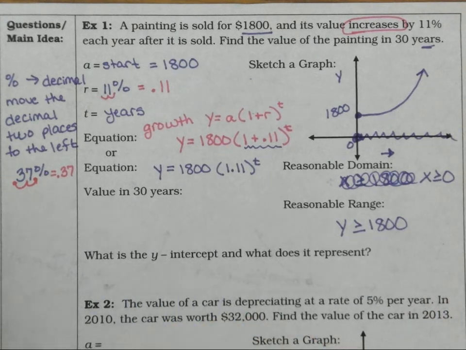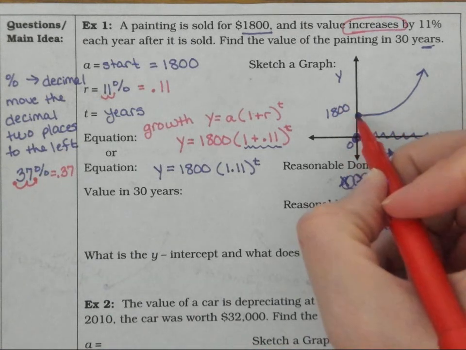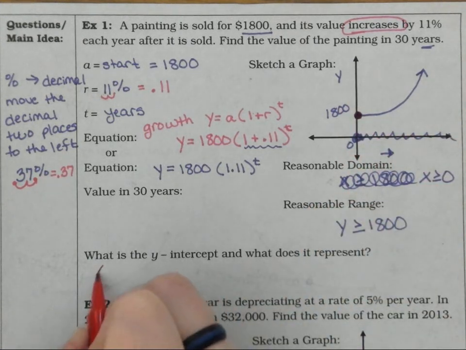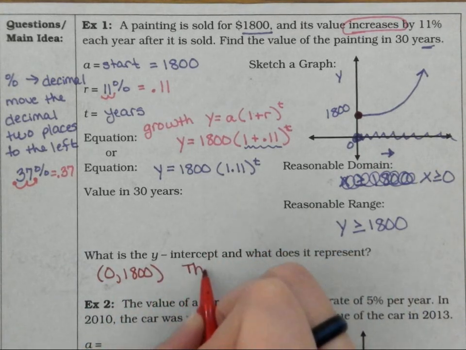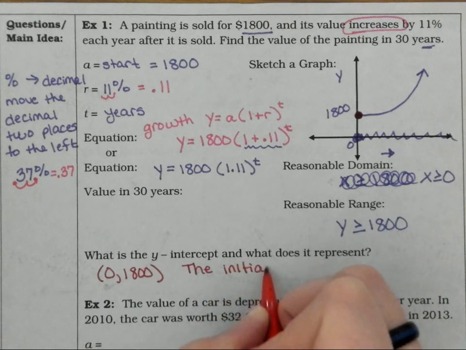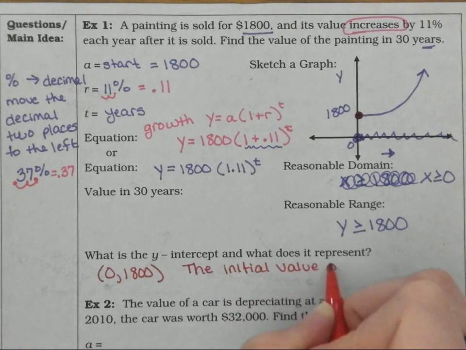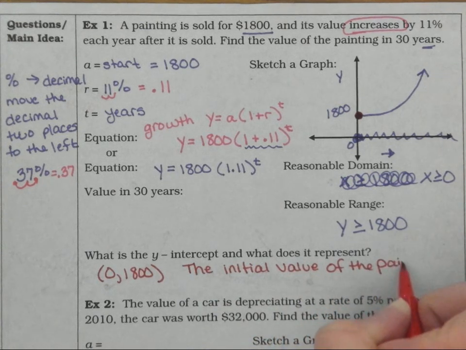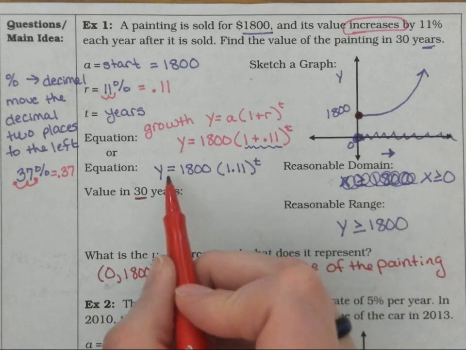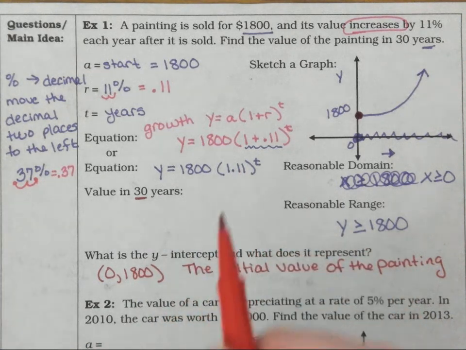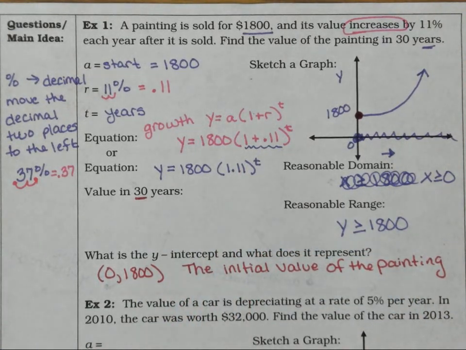What is the y-intercept and what does it represent? So remember, my y-intercept was my starting value. If I were to write it as an ordered pair, it would look like this. And it's the initial value of the painting. And then to figure out how much it would be in 30 years, we would type this into the graph page and press menu 5-1. And we would type in the value of 30 to figure out what the y value is.